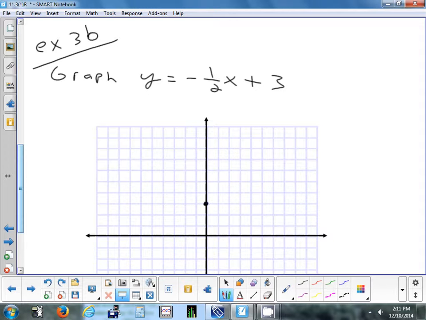Okay, the 3 is where you start, where it crosses the y-axis. So put a dot on 3. Now, what is our slope in this case? I've heard a few different things. You go down negative 1/2. Down 1 and which way over?